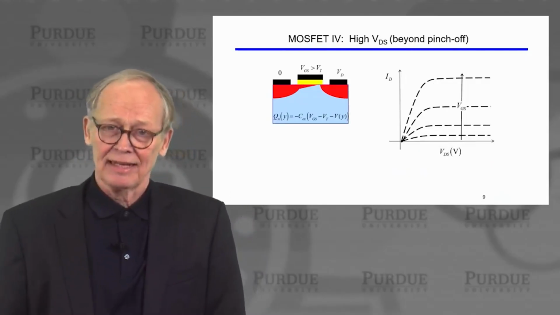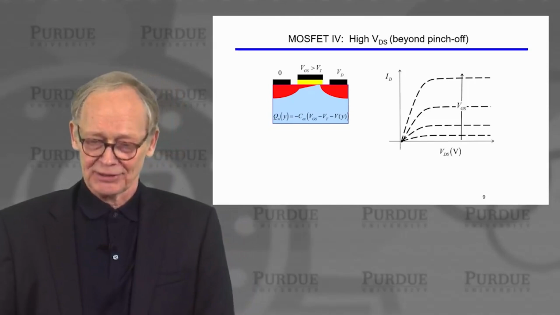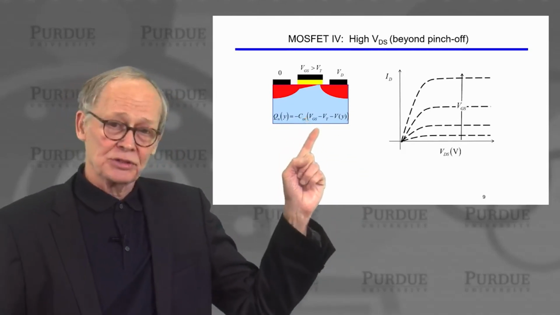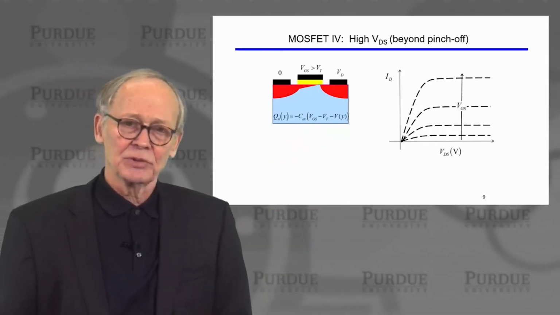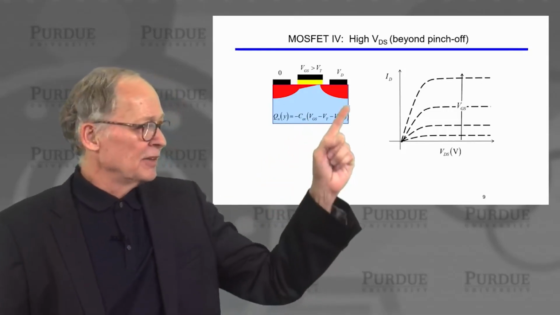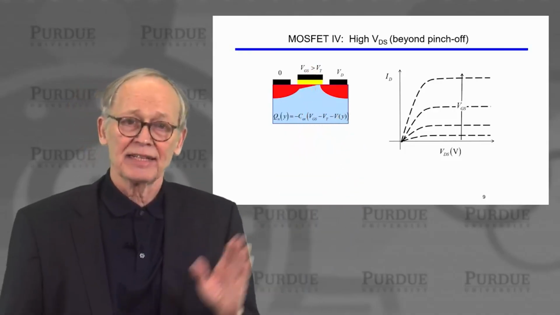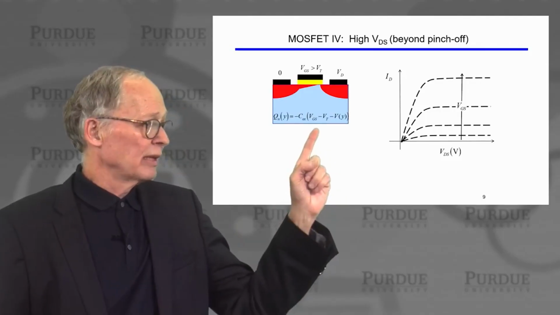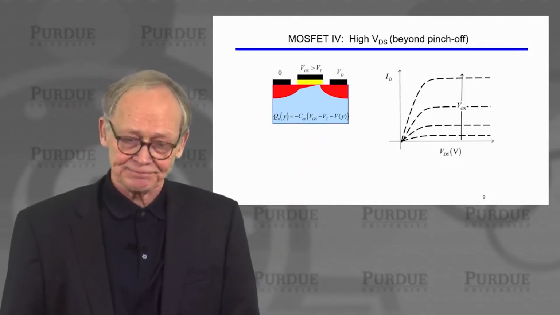What about high drain to source voltage? Well, this requires a little more discussion. So if we apply a high voltage to the drain, then the voltage in the channel is varying as we go from the source to the drain. And the difference between the gate voltage and the voltage in the silicon channel is getting less and less as we go towards the drain. That means we will get less and less charge as we move from the source to the drain.